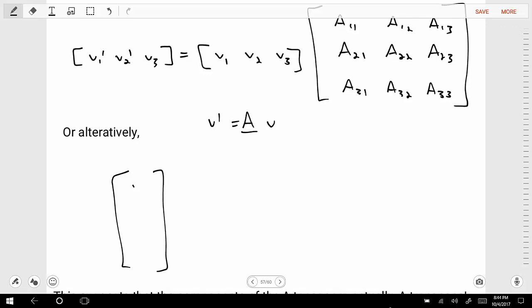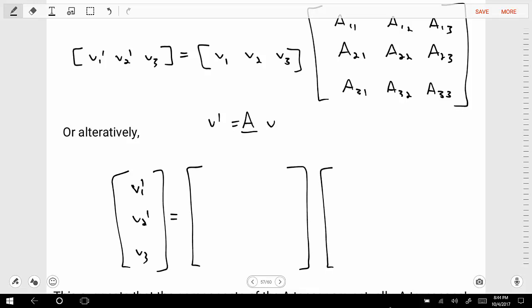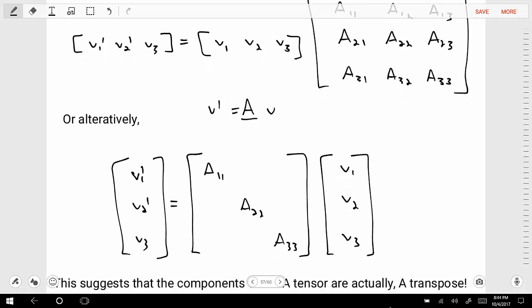In the process of reordering this, switching the indices, we'll find that our transformation tensor changes. So our diagonal remains the same, but we actually transpose the off diagonals. So 2, 1, 3, 1, 3, 2, and 1, 2, 1, 3, and 2, 3.